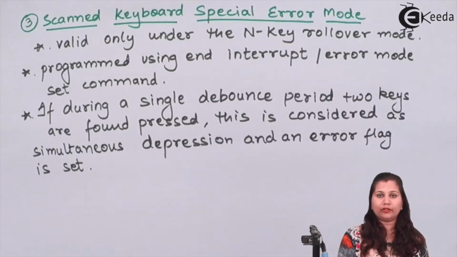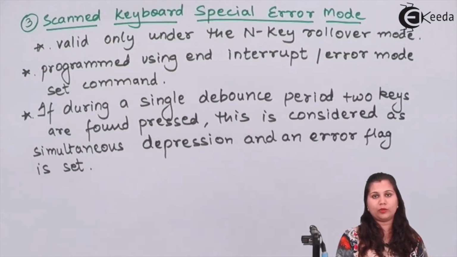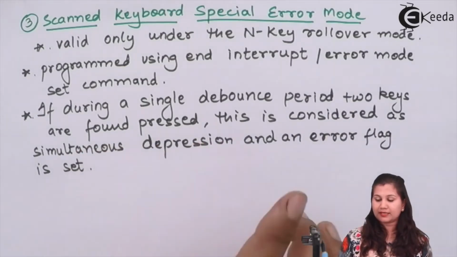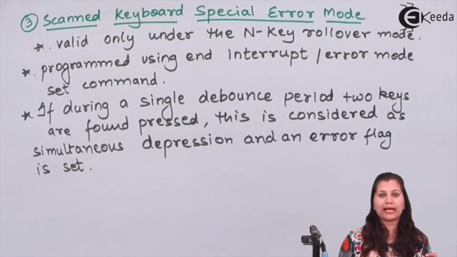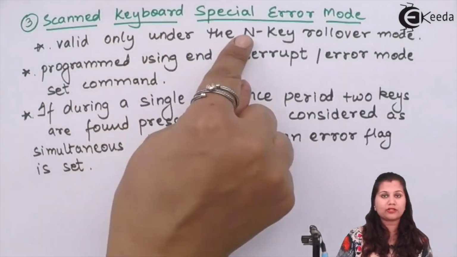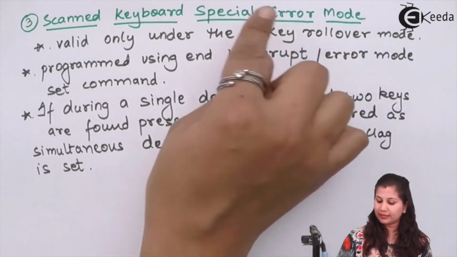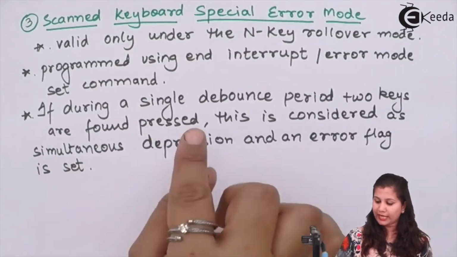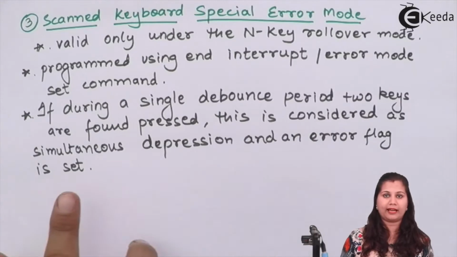So in the N key rollover mode, it is waiting for two keyboard scans and checking whether the key was pressed or not. Now if after two keyboard scans the two keys are still pressed, that will be considered as the simultaneous depression or simultaneous pressing of the keys, and that is taken as an error and an error flag is set. So that is why this mode is known as the special error mode. Special error mode means the condition where two keys are found to be pressed simultaneously. In that case an error is generated and an error flag is set.